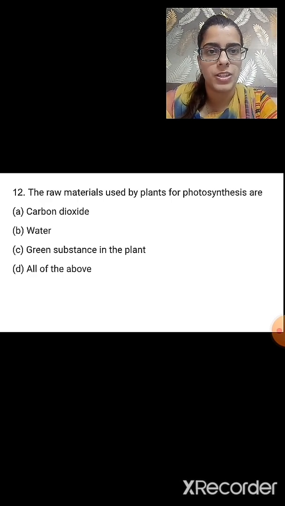The correct option is D, all of the above. Plants require carbon dioxide, water, and the green substance that is present in the plant, which is known as chlorophyll. So, all these raw materials are required for the plants for the process of photosynthesis.